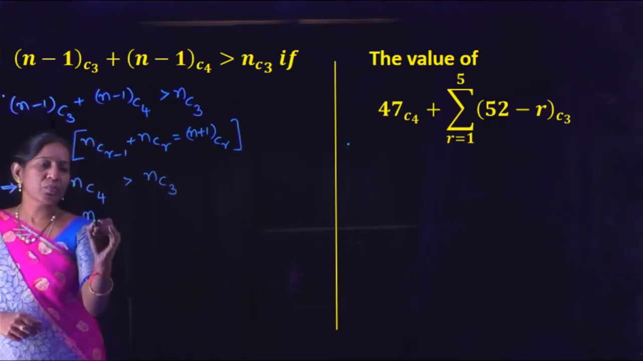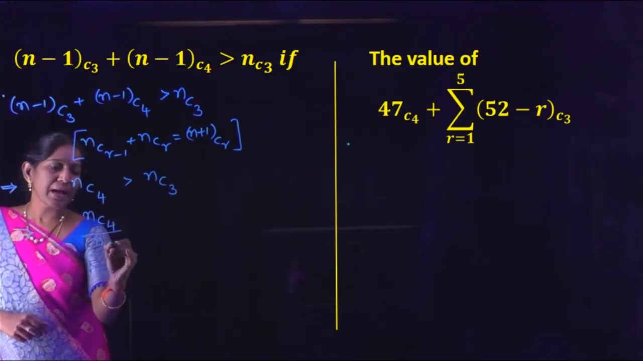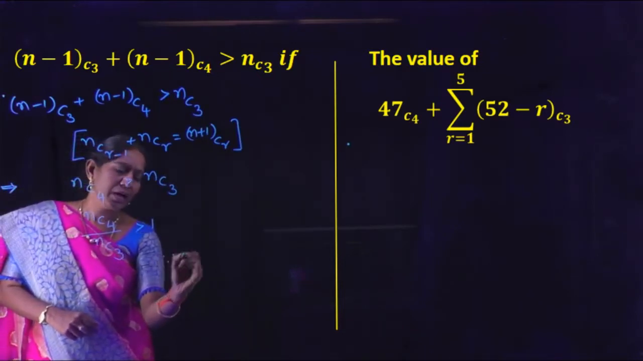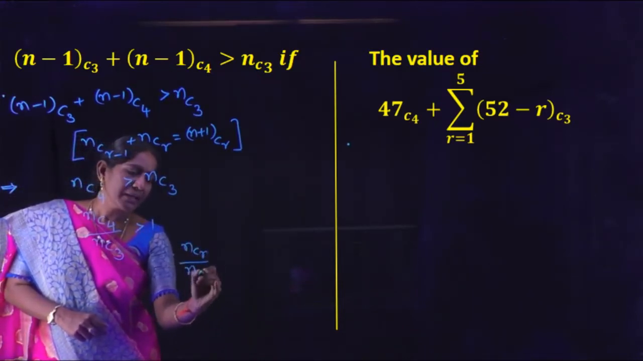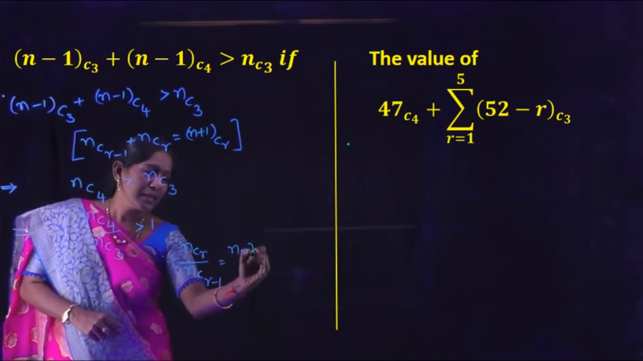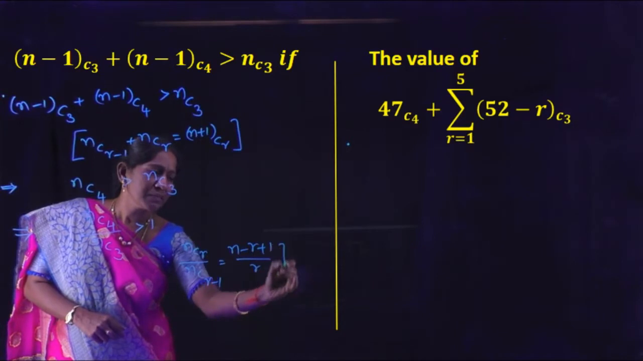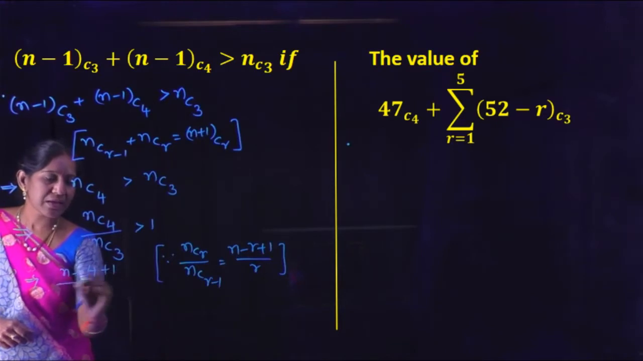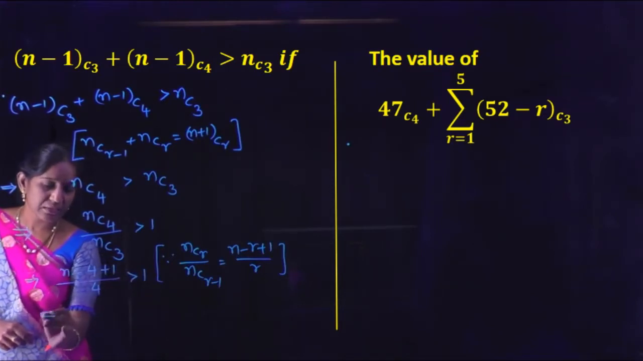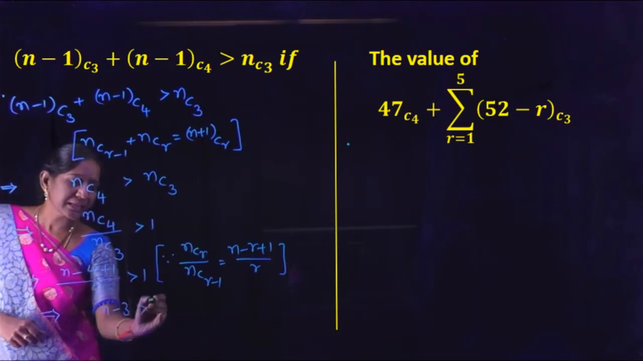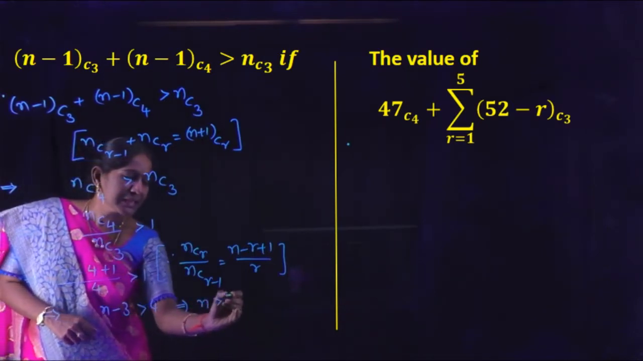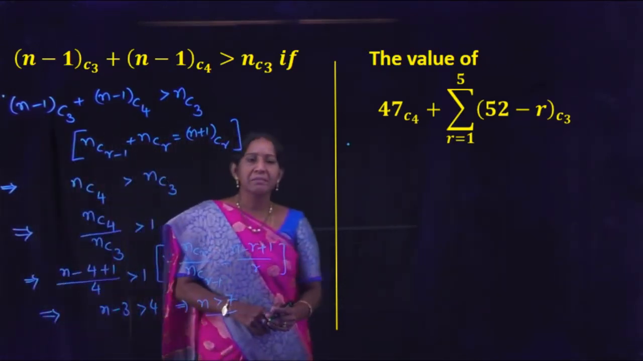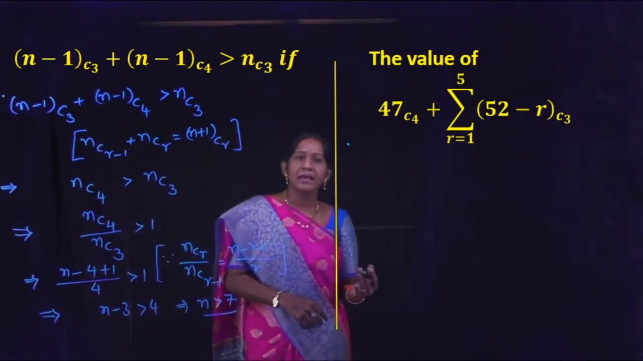This implies we can write nC4 by nC3 is greater than 1. Again we can apply the formula, that is nCr by nCr minus 1 is n minus r plus 1 by r. So this implies n minus 4 plus 1 by 4 is greater than 1, that is n minus 3 greater than 4, that means n is greater than 7. Therefore, n minus 1 C3 plus n minus 1 C4 is greater than nC3 when n is greater than 7.